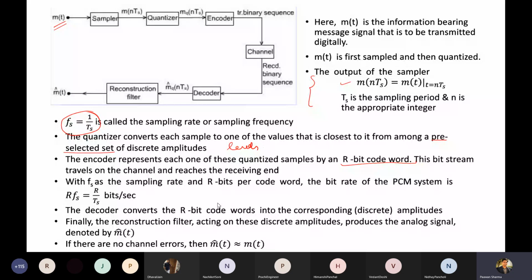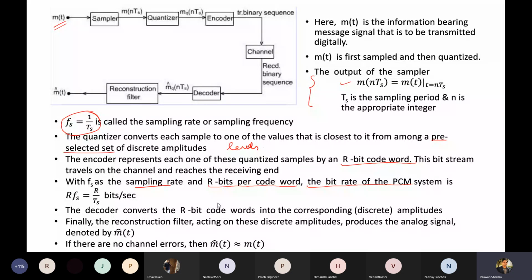Till this level, it is a logical level, right? But then you move to the next level, using line coding to get the equivalent electrical signal for transmission. So Fs is your sampling rate, and R is bits per code word. If you look at the actual bit rate of the PCM system, it is R into Fs, or R upon Ts bits per second. I hope it is clear.